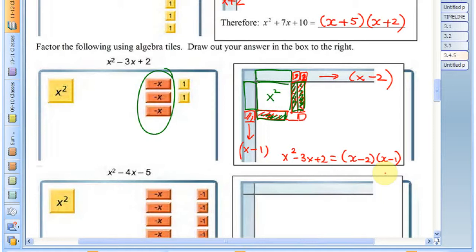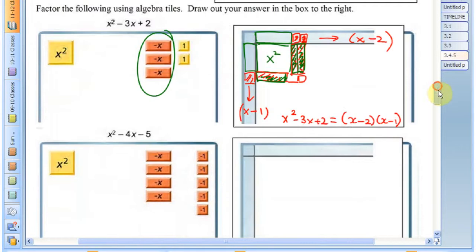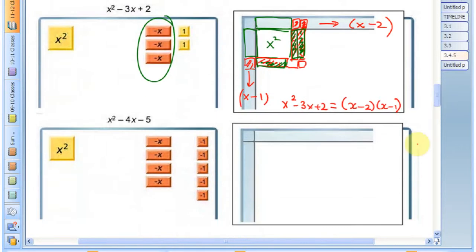Okay? All right, let's take a look quickly at this next one, and then we'll say, you know what, maybe it's not so great drawing pictures anymore, let's see if we can find another way of doing this. Okay? Here we go. x squared minus 4x plus 5. I'll start you off. I think we'll put the x squared in this corner right here. Now, it's your job to tell me where I should put those four negative x's. Remember, our job here is to try to create a rectangle. Okay? Maybe I'll go back to my computer program to help you out.